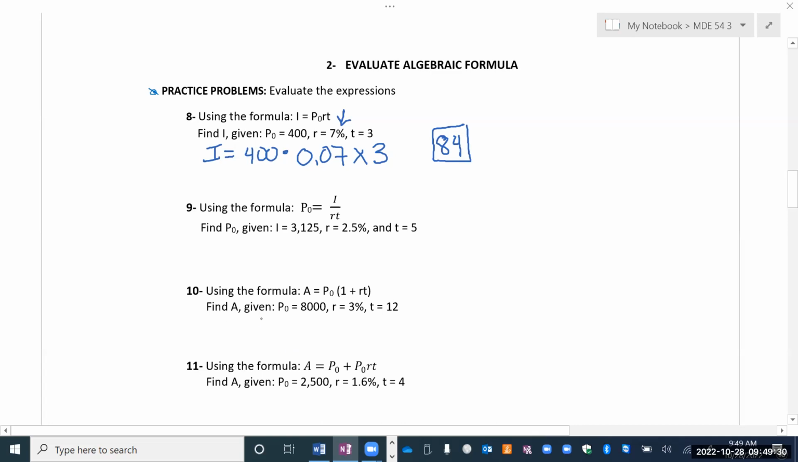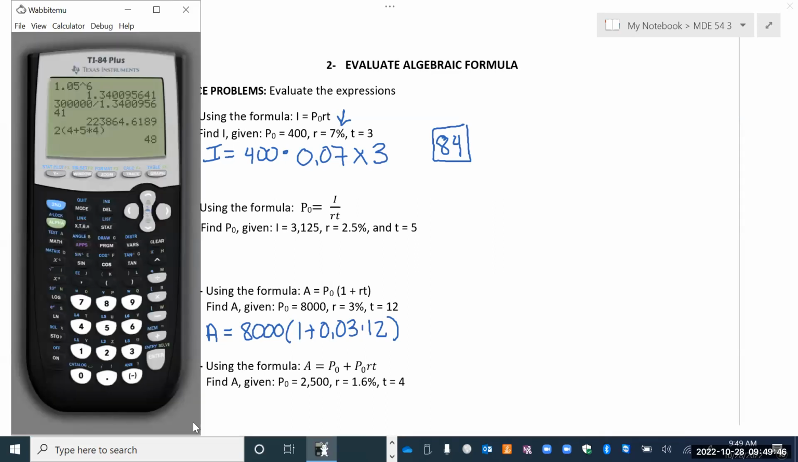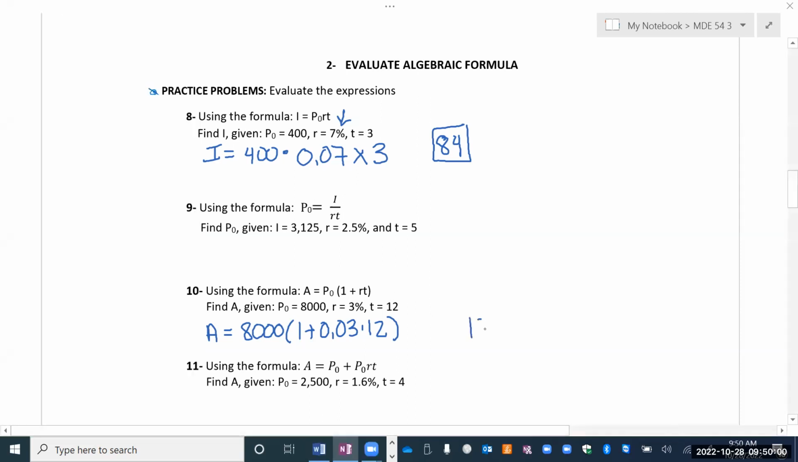And then down here, I'm going to jump to 10. We've got a little more going on. 8,000, 1 plus R, T. Type it in exactly like that, and you will be able to get your answer. 8,000 times parenthesis 1 plus 0.03 times 12. And I can get my answer of 10,880.